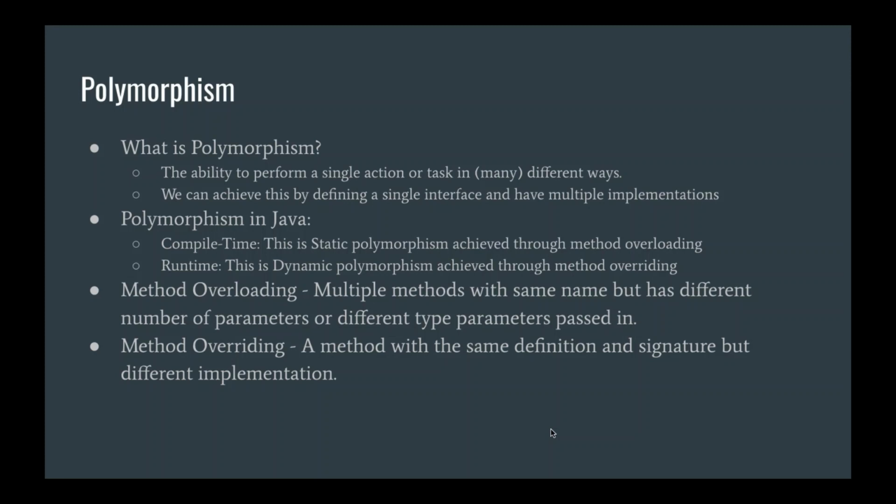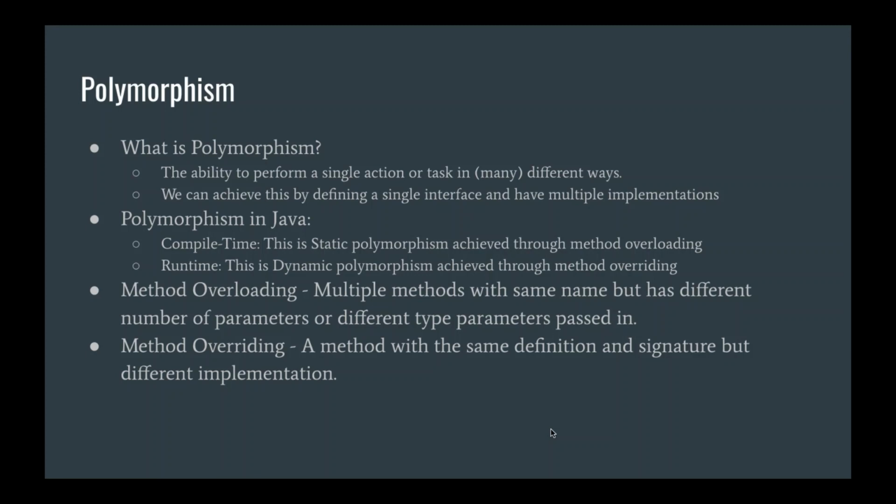And then polymorphism in Java is separated into two types: one being compile time polymorphism, which is static, and runtime polymorphism, which is dynamic. Compile time polymorphism is achieved through method overloading. Method overloading is essentially when we have multiple methods with the same name but a different number of parameters or different types of parameters passed in.